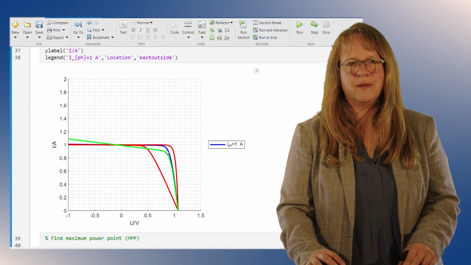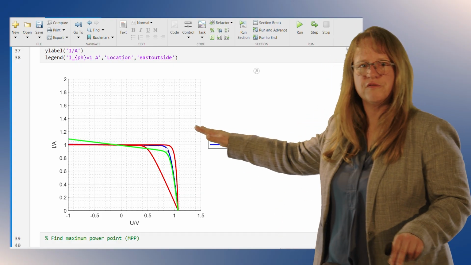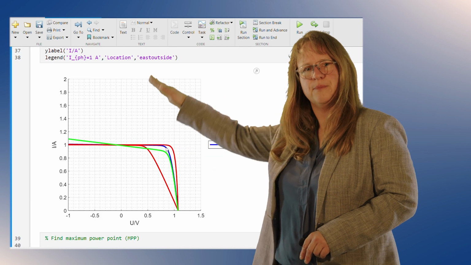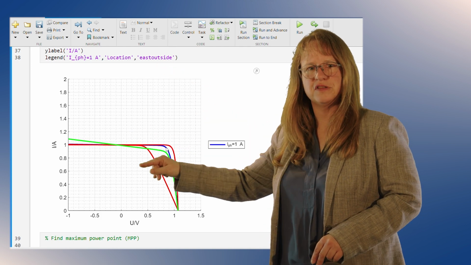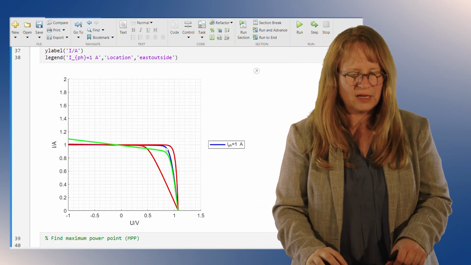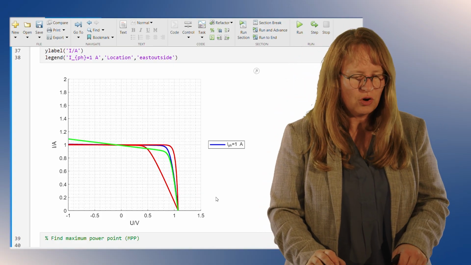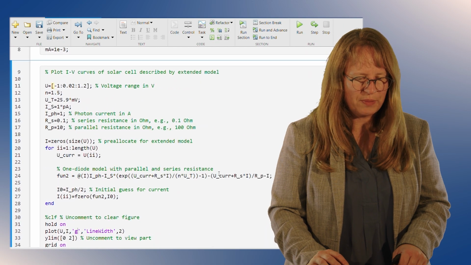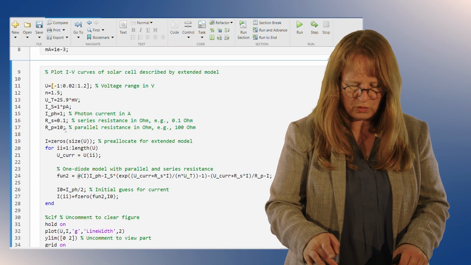For the shunt resistor, we get more bending like this. And for the series resistance, in the back part, we get an additional bending. And then we can have any combination of the two. So I will just go back to 0.1 and 100.